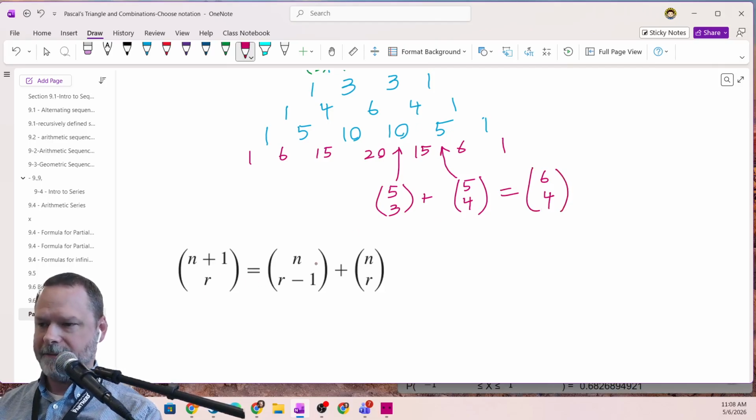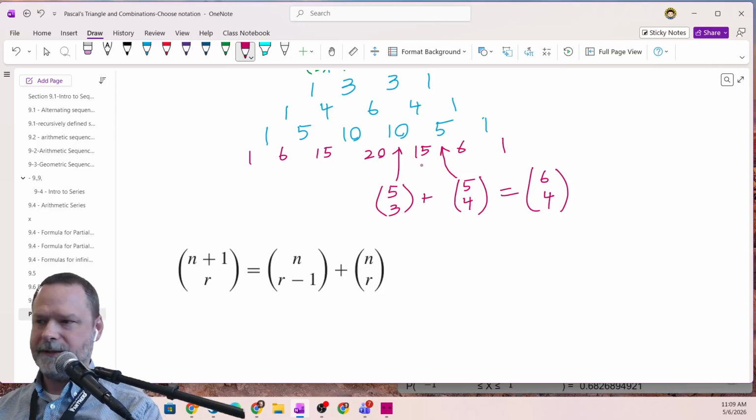So is that the same pattern as this right here? I kind of have it flipped around on us, but n choose r minus 1 plus n choose r, where r in this case is going to be 4. Does that equal n plus 1, so instead of 5, it's 6 here, choose r? Yes.